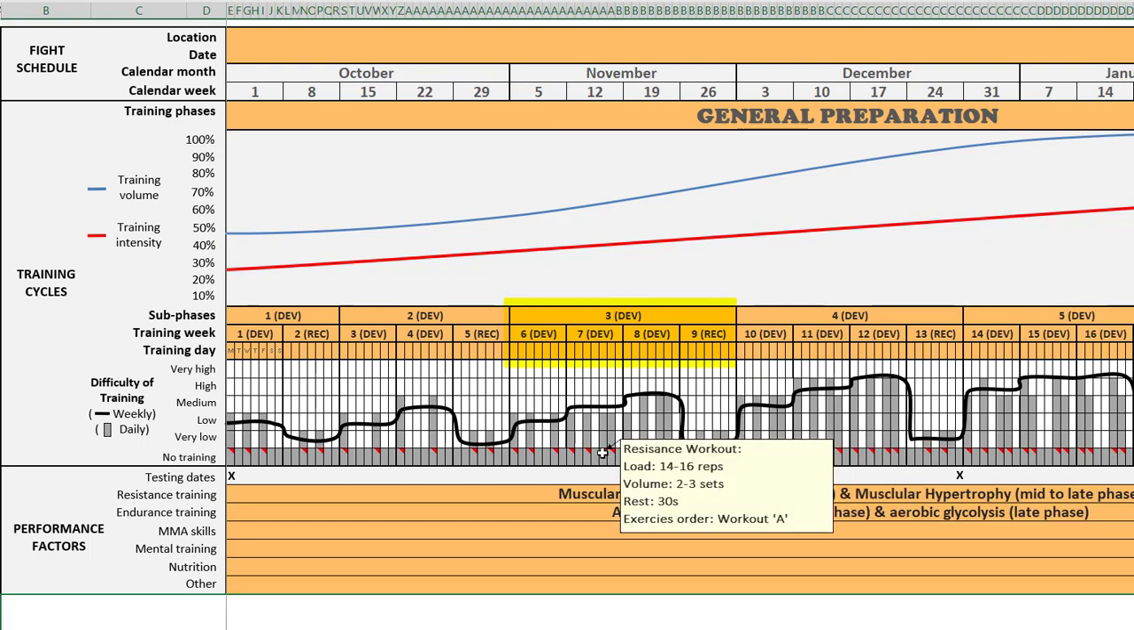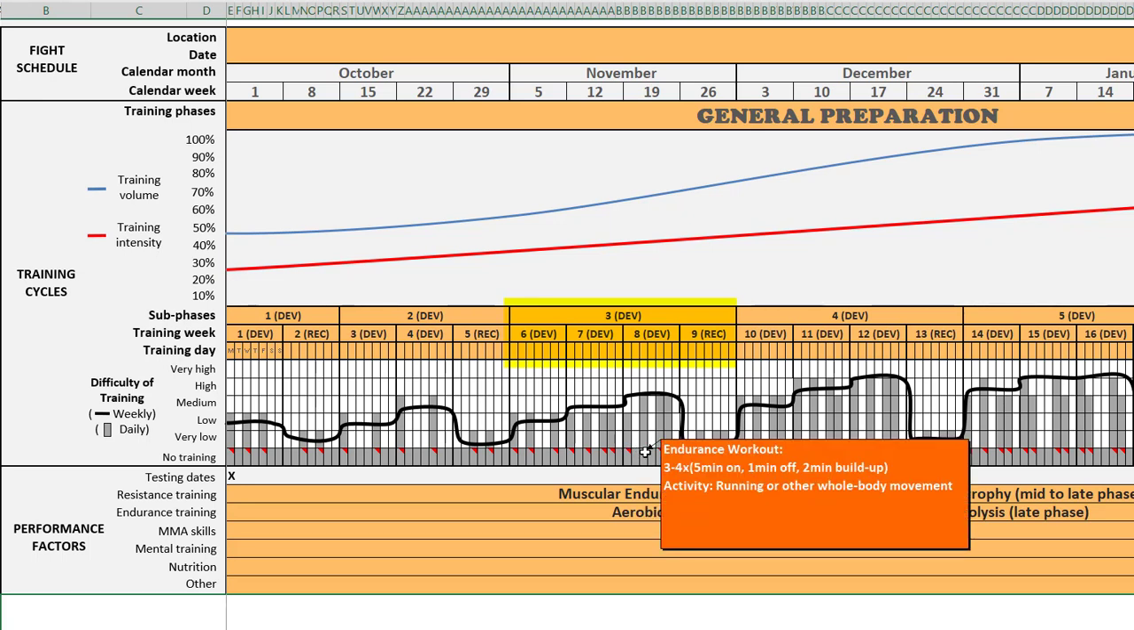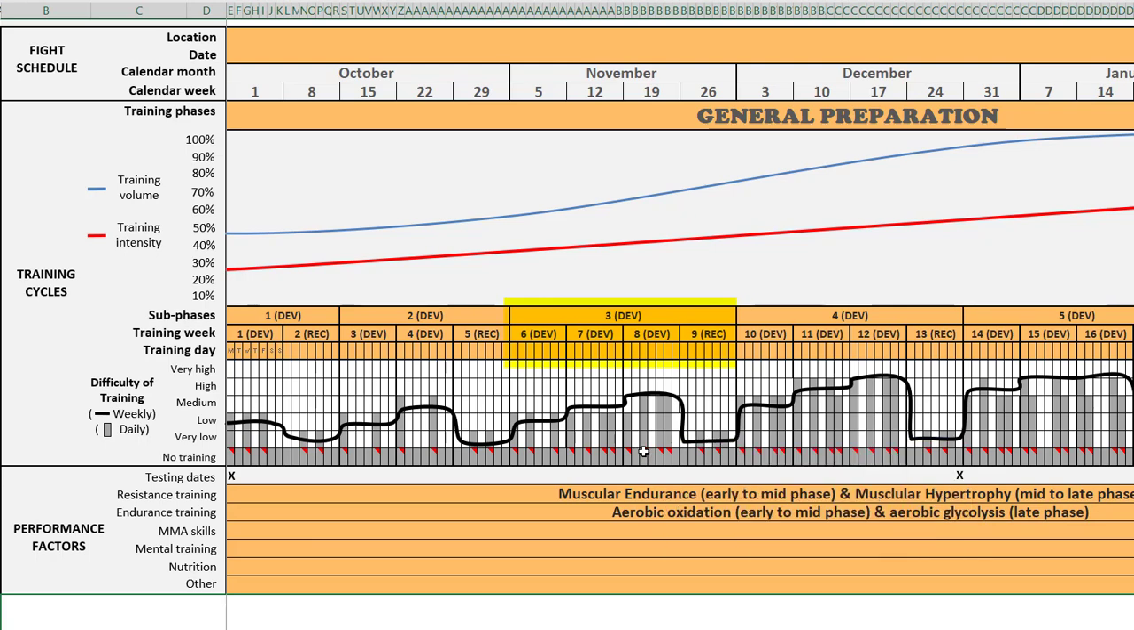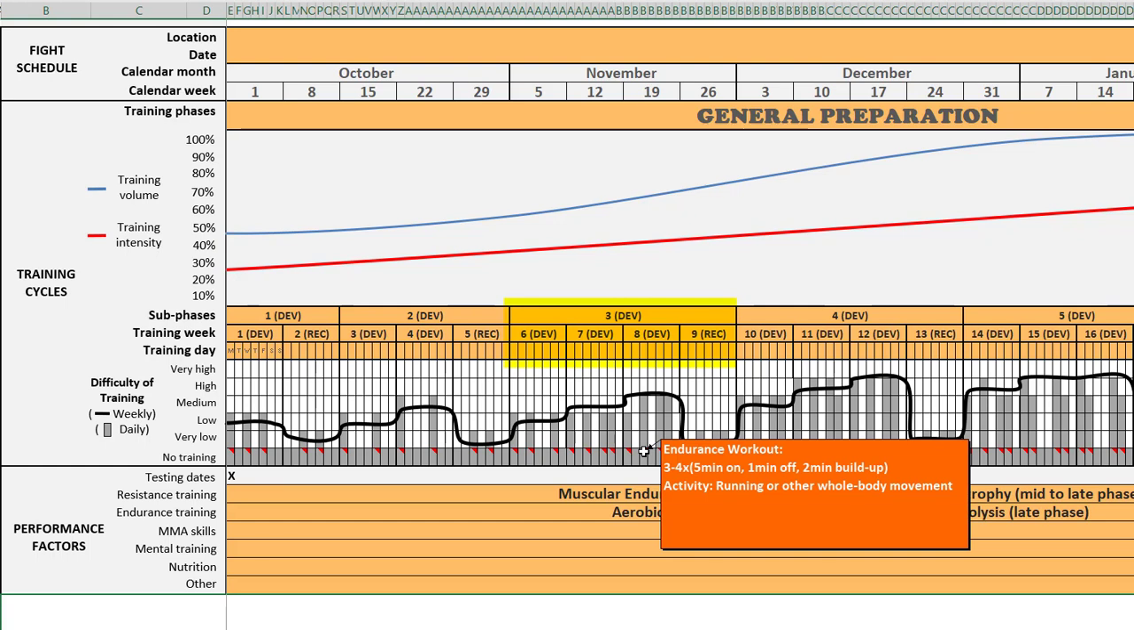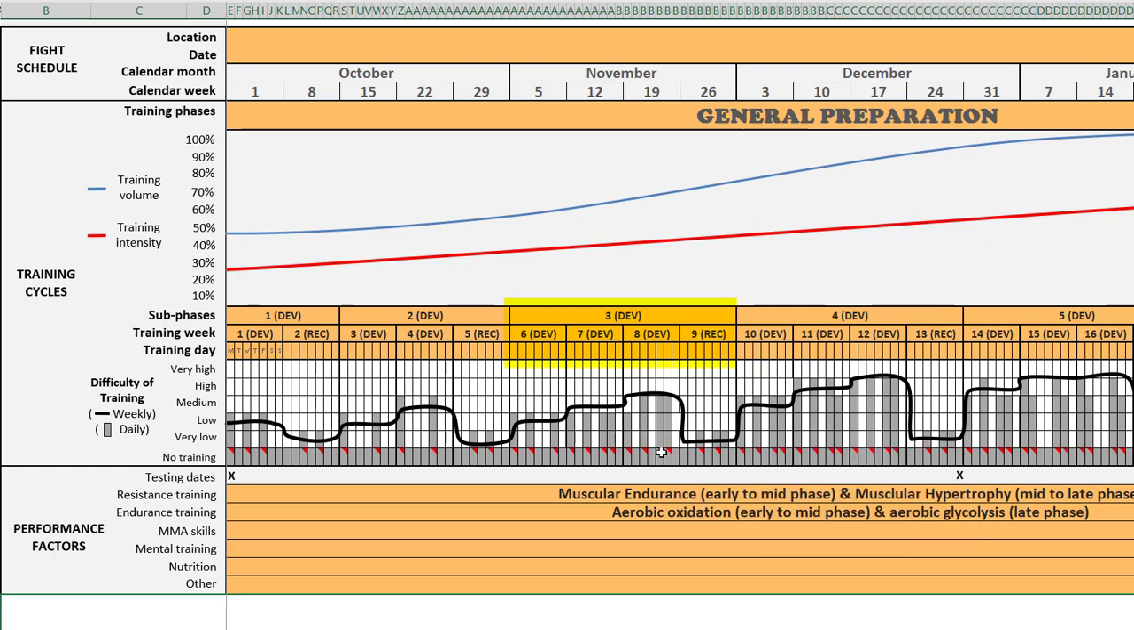And I just skipped over this one, but it's the same story. We're doing 2 resistance workouts. And then as we move into this third week of this third subphase, you can see how we're increasing difficulty here. We're going with the same resistance training paradigm, 14 to 16 reps, 3 to 4 sets with 30 seconds rest. And then the endurance workouts were 3 to 4, 5 minutes on. We've decreased the rest here now down to 1 minute off with a 2-minute build-up. And so that alone will increase the difficulty, just a small amount, but it's going to be enough for us.